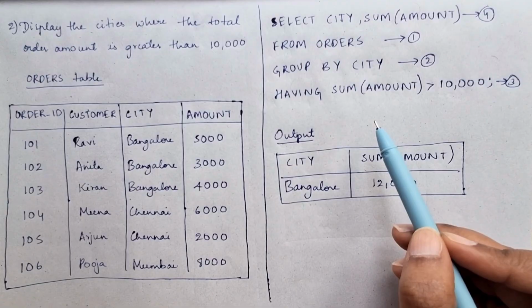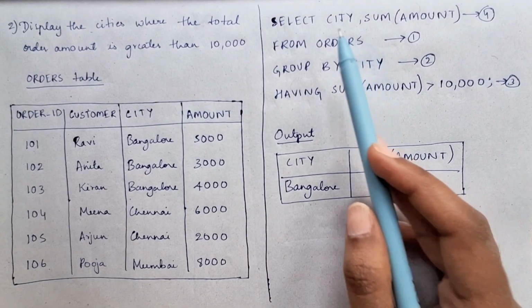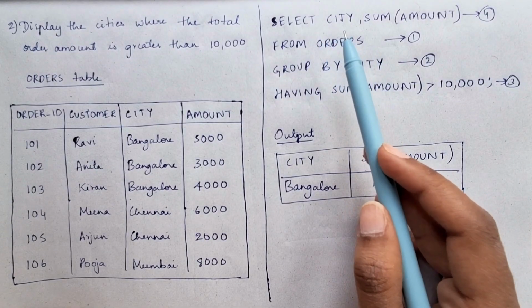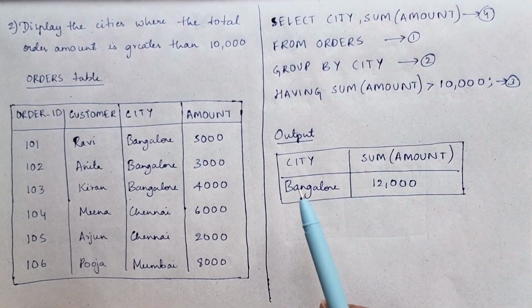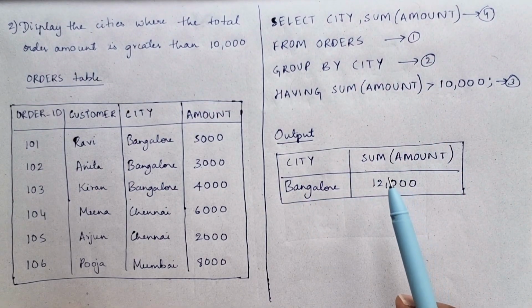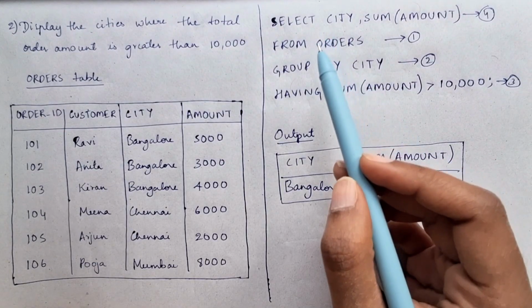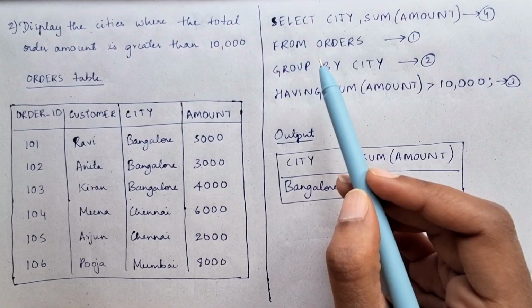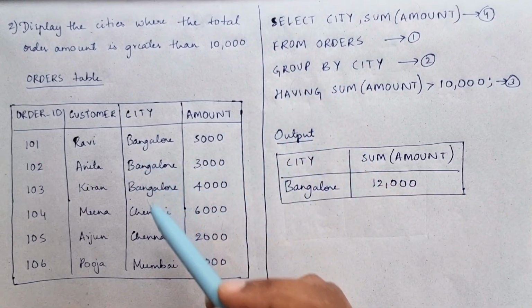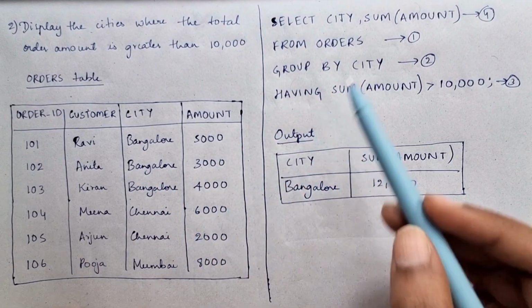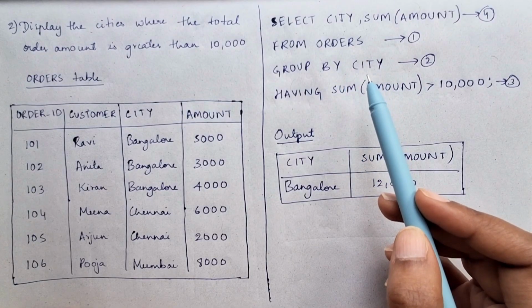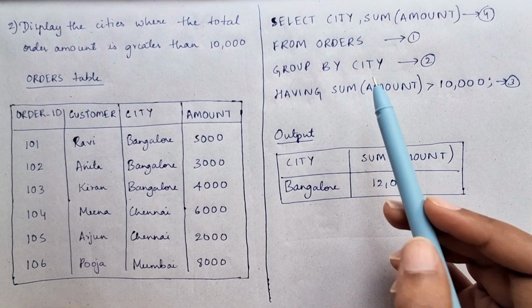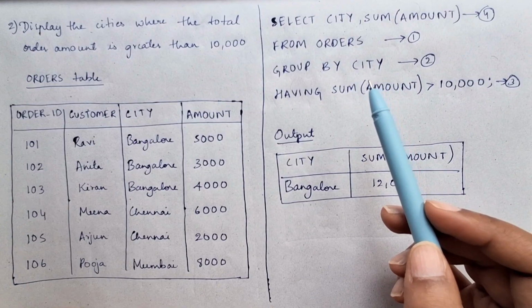Now let me explain the complete query. In the SELECT clause, we have written city and SUM(amount). This means we want to display each city and the total order amount of that city. Next, the FROM clause tells SQL to take the data from the orders table. Then the GROUP BY clause groups all rows based on the city column. So all orders from the same city are grouped together.